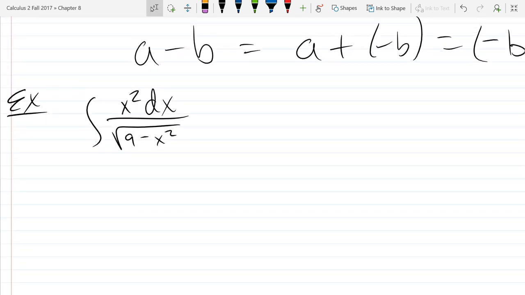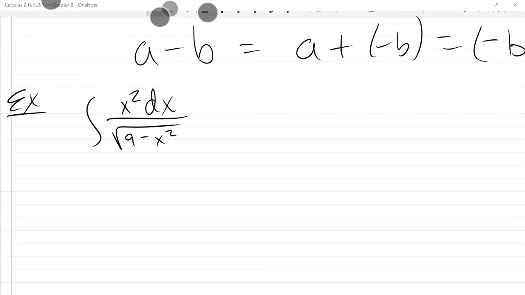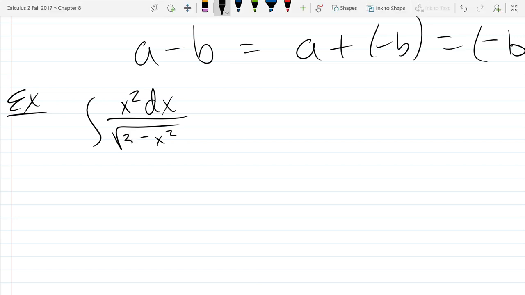All right, so there should be exactly one of the three forms we use here. You could write this as 3 squared instead of 9, if that helps you recognize it. So let's figure out which of the three substitutions we are going to make. Which one? Cosine? Or sine? So x equals 3 sine theta.